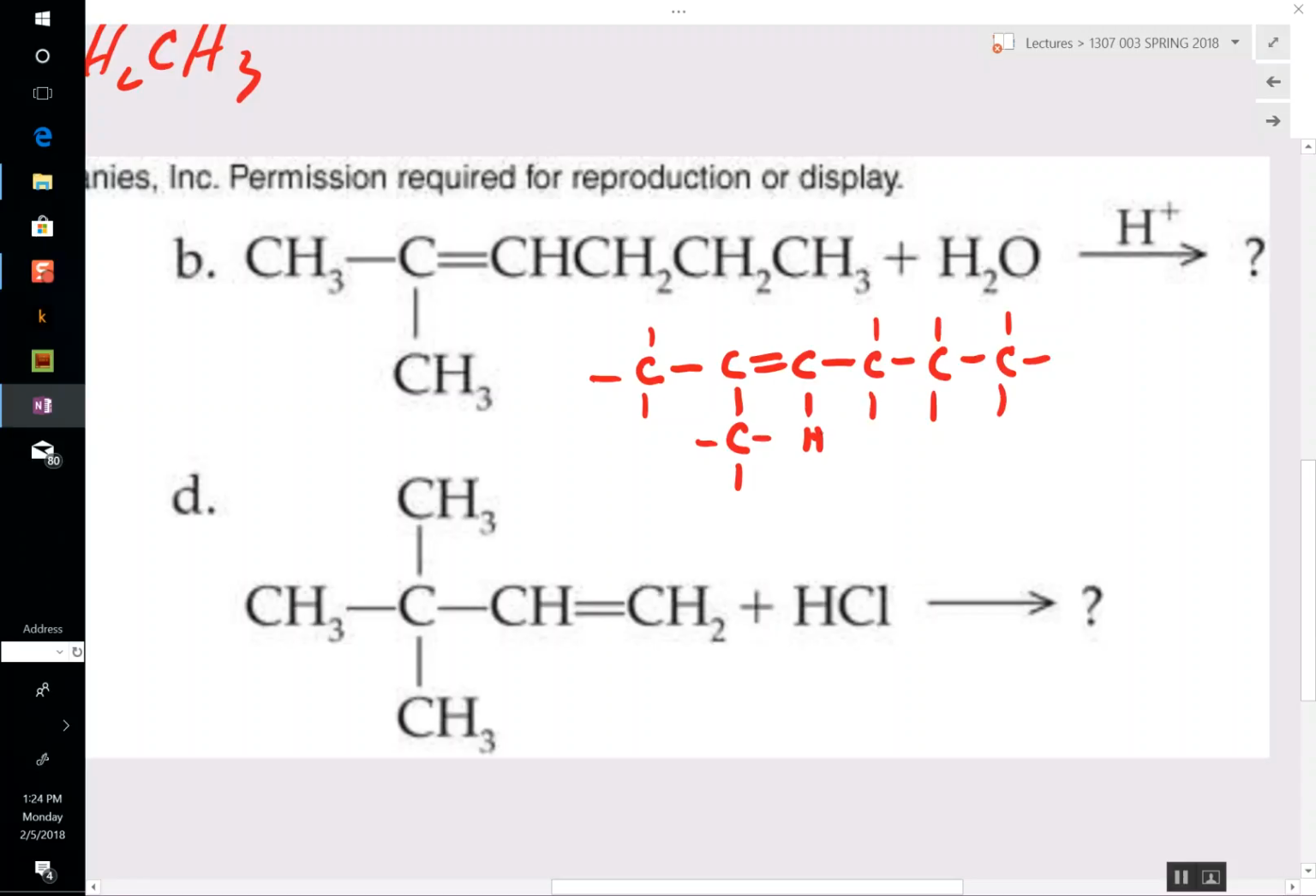Which carbon has the most hydrogen? This carbon. 1 is greater than 0. Markovnikov's rule says the hydrogen is going to go on the carbon that has the most hydrogen, and the OH is going to go on the other carbon. So you're going to get a hydrogen here and an OH here, and you're going to get rid of one of those bonds. That's the major product.